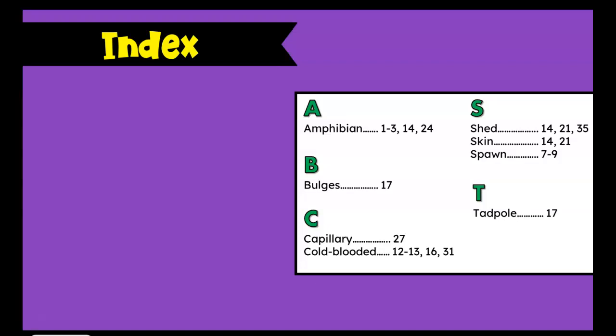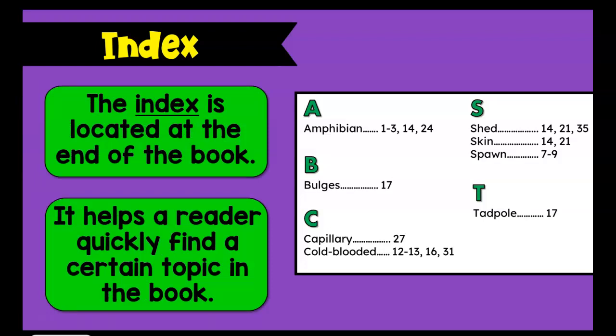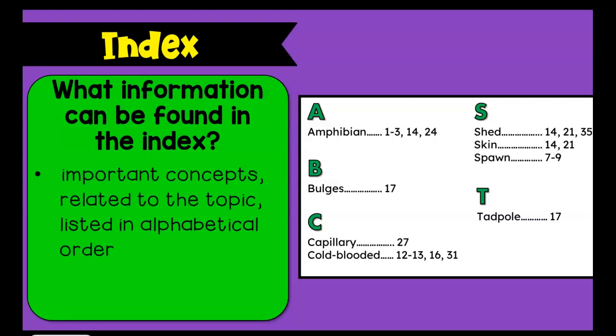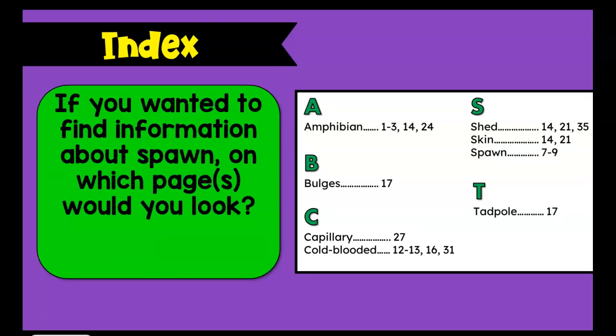The index. We've talked about this one a few times. The index is located at the end of the book. It helps a reader quickly find a certain topic in the book. So it helps us find important concepts related to the topic, listed in alphabetical order, and the page where that concept can be found.